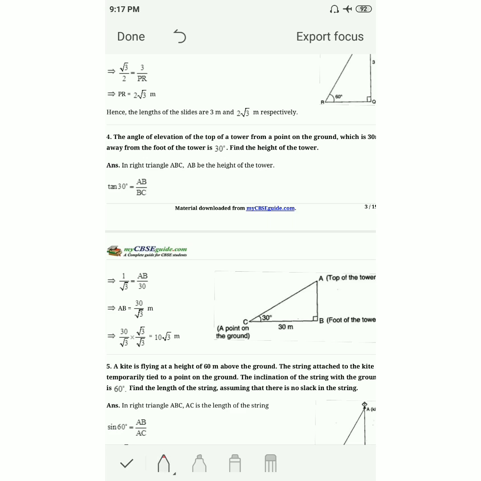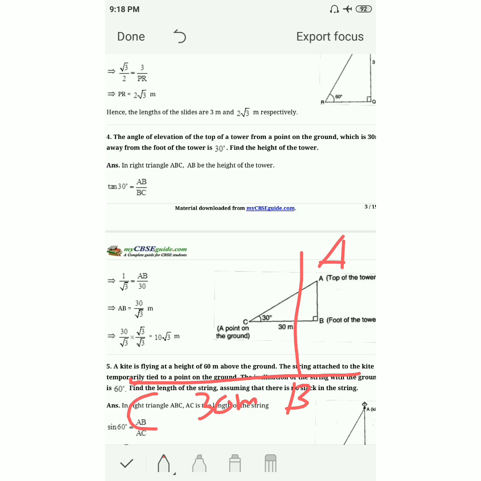Okay, so we consider here AB is a tower, where A is the top of the tower and B is the foot of the tower. Now, from a point on the ground, that means we take a point C on the ground which is 30 meter away from the foot of the tower. Foot of the tower means point B. So, point C is 30 meter away from the point B. That means our BC is equal to 30 meter.